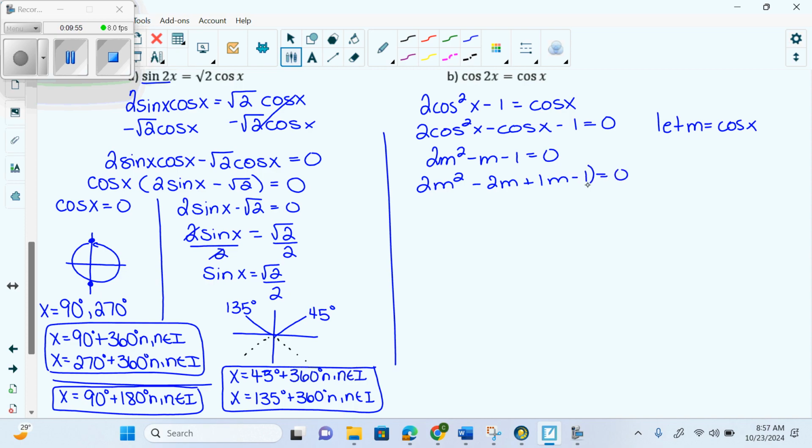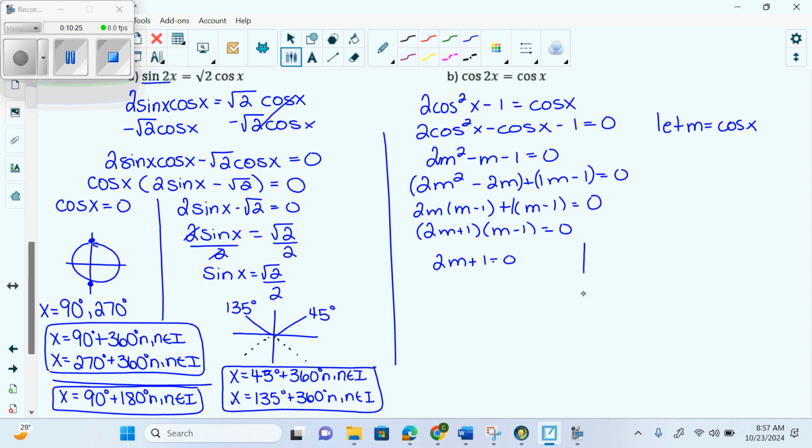Then we group. Take out a 2m. We're left with m minus 1. What do we take out of the second bracket? 1. And we're left with m minus 1. Okay, then we get our two factors, right? 2m plus 1, m minus 1 equals 0. 2m plus 1 equals 0.